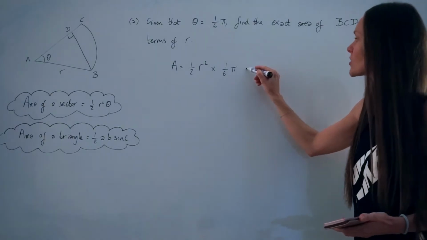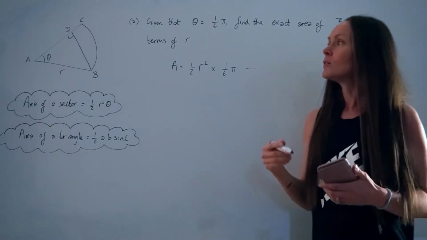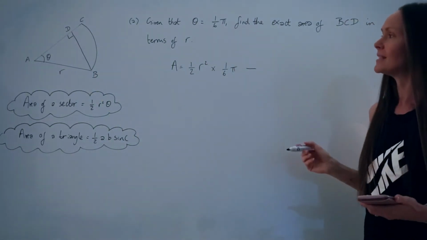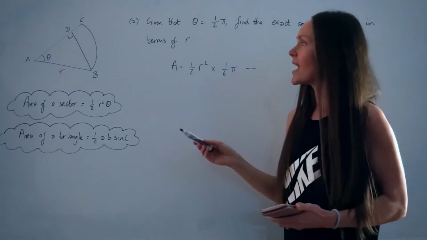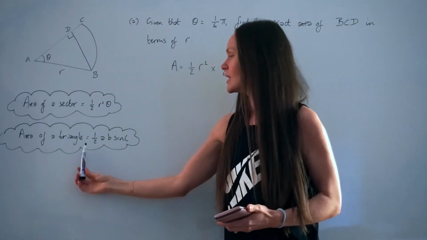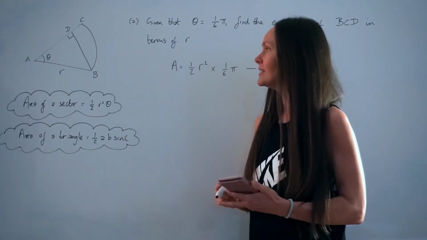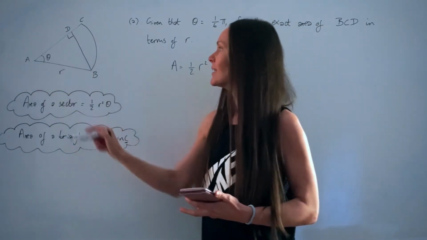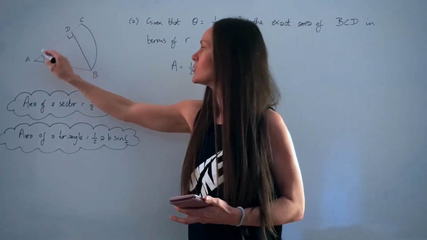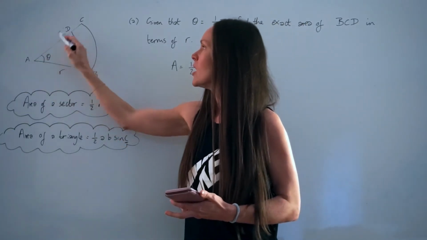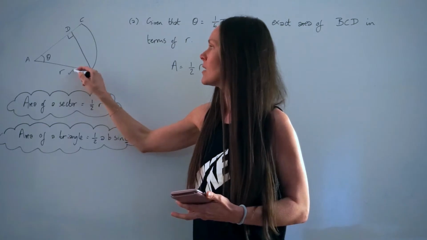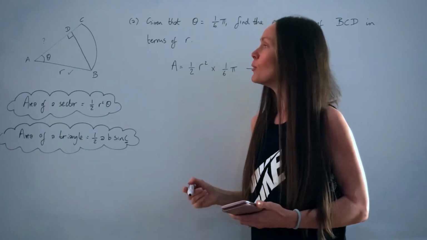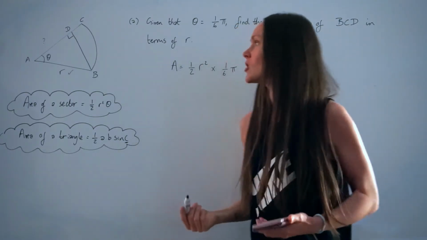But now I'm going to subtract the area of the triangle, as when I do that subtraction, it will give me the area BCD. So to work out the area of this triangle using a half ab sine C, I need to know the angle. I've got the angle theta, which is C, and I need to know the length of these two sides, either side of the angle. I have the side here, r, but I don't know the length of this side AD. But we can work out the length of this side in terms of r.